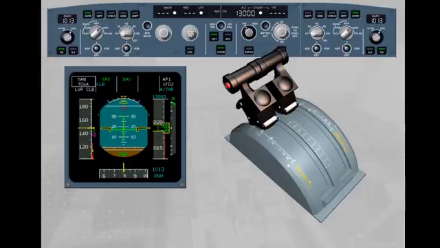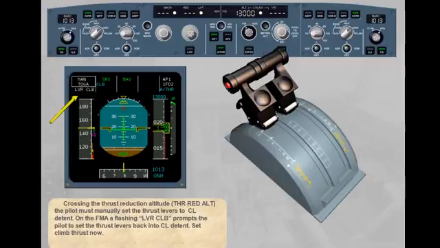Crossing the thrust reduction altitude, thrust red altitude, the pilot must manually set the thrust levers to climb detent. On the FMA, a flashing lever climb prompts the pilot to set the thrust levers back into climb detent. Set climb thrust now. Click on thrust levers to set climb thrust.